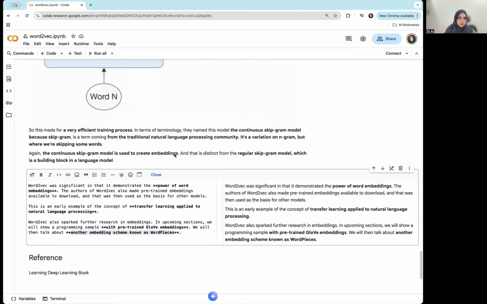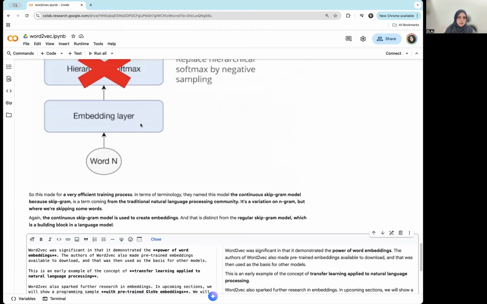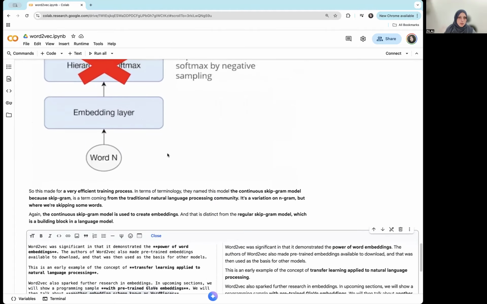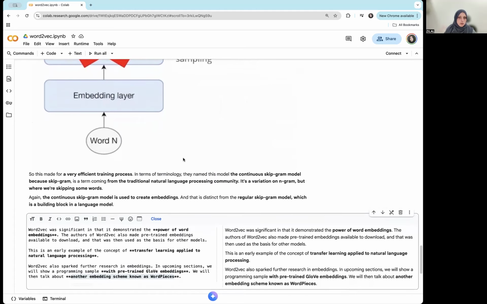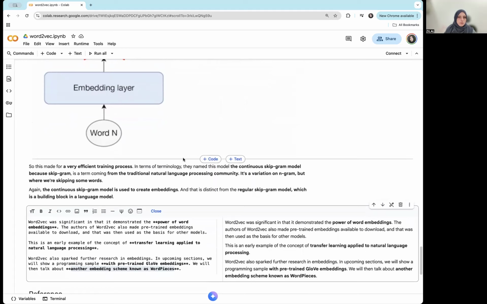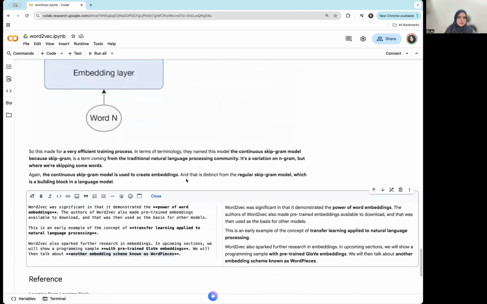In terms of terminology, they named this model the continuous skip-gram model because skip-gram is a term coming from the traditional natural language processing community. It's a variation on n-gram, but we are skipping some words. Again, the continuous skip-gram model is used to create embeddings, and that is distinct from the regular skip-gram model, which is a building block in a language model.